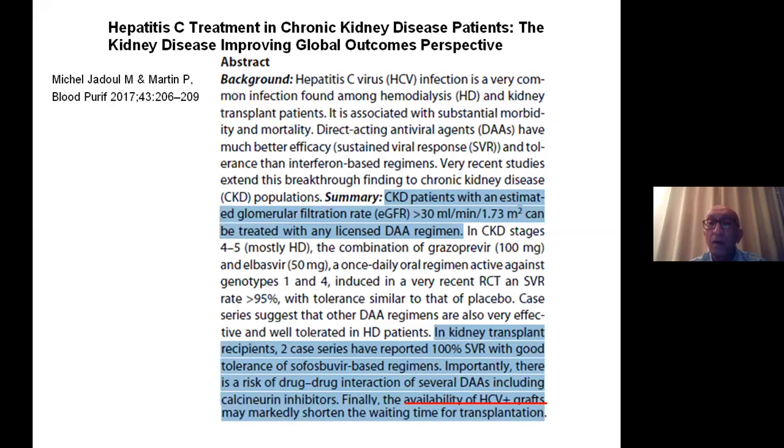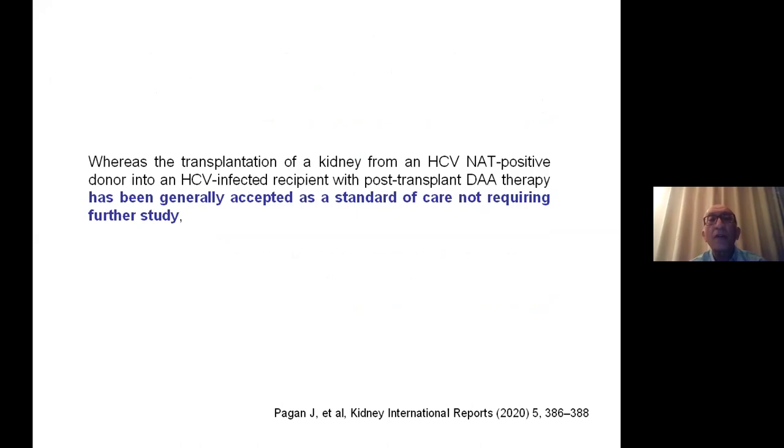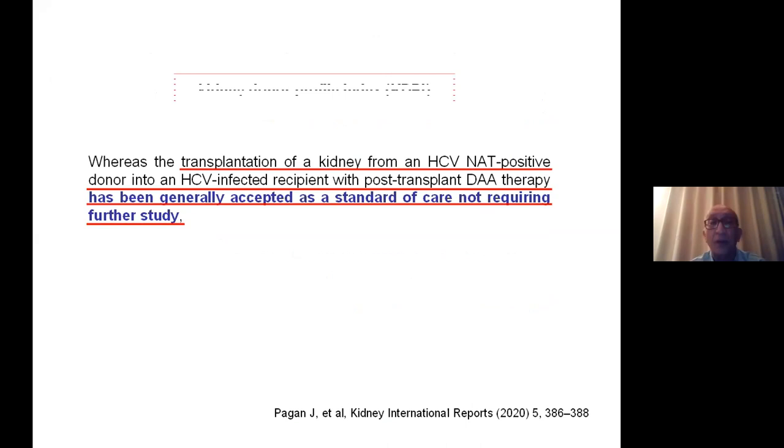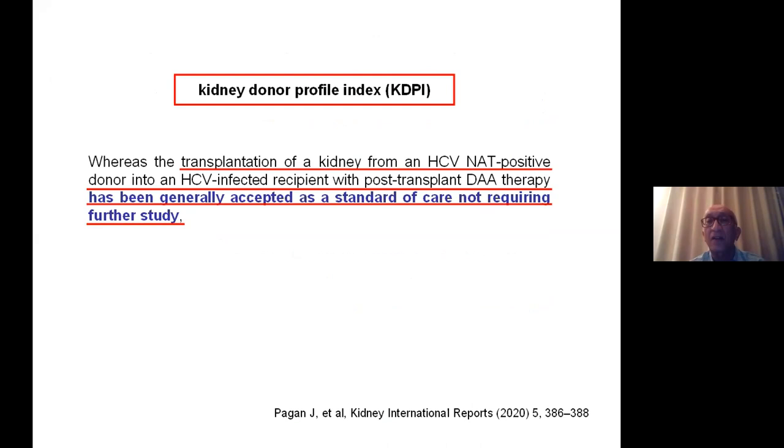And it was considered that transplanting from positive, probably this is more in cadaveric, transplanting from positive HCV NAT positive donors to NAT positive recipients has been generally accepted as a standard care not requiring further study. And this is published in 2020. But this is probably increasing the kidney donor profile index. But I still believe that this is still a premature decision to consider and to adopt.